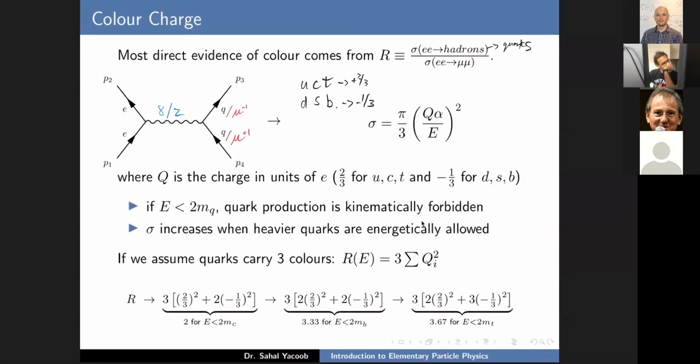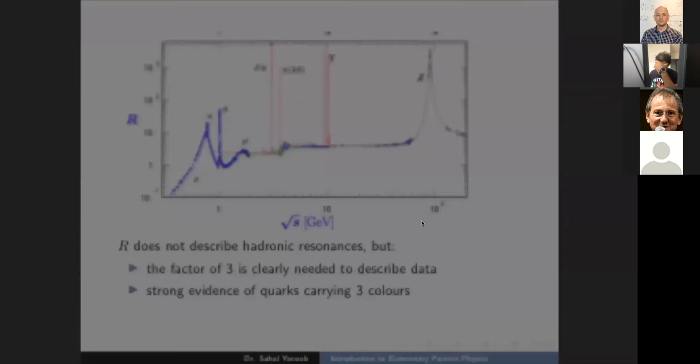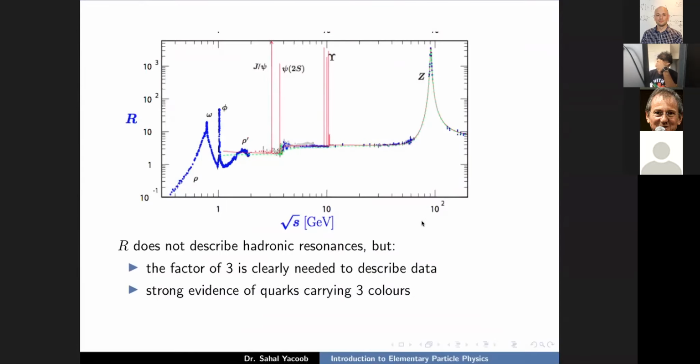My quick question is, that's the evidence of 3 colors, coming from when you fit this whole curve. If you show this slide, and you fit the whole curve, suppose there's only 1 color, then the whole curve should sink down by a factor of 3. Is that where it comes from? Yes, except for the peaks. The peaks are described by actual resonance shapes, but the flat bits should all be lower by a factor of 3. Right. Okay. Thanks.